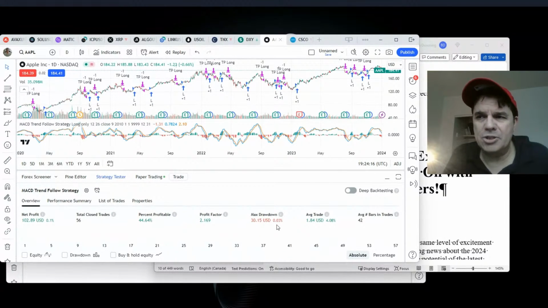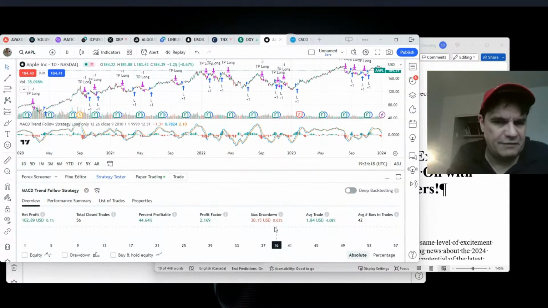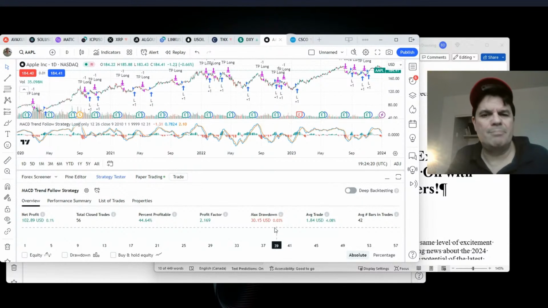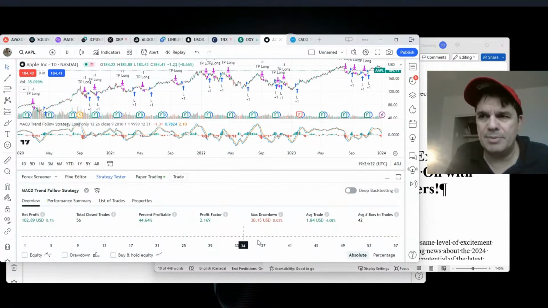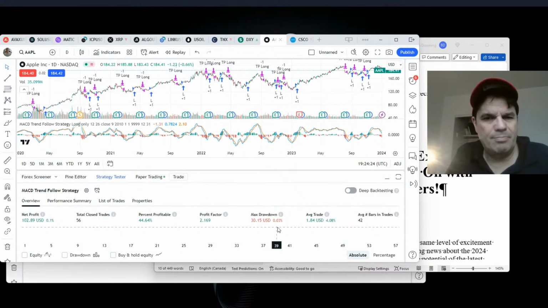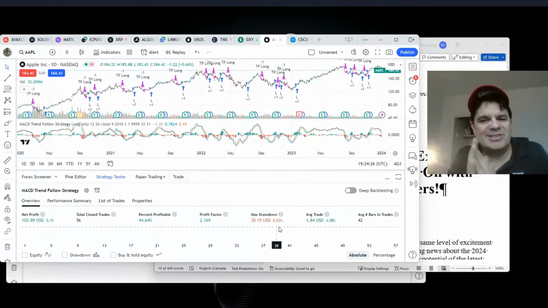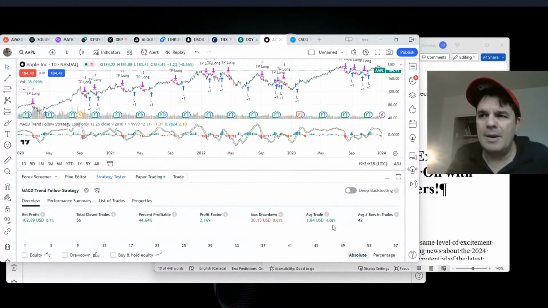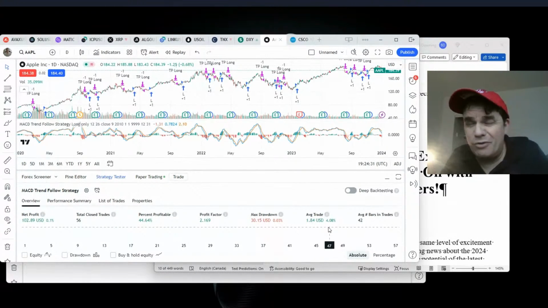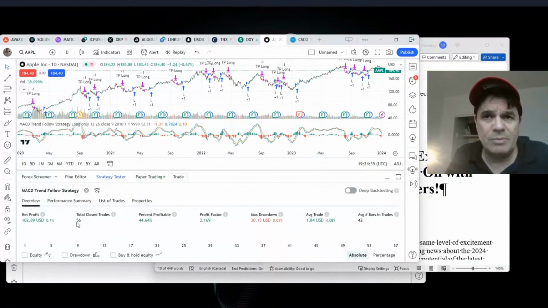And again, you want to make sure your max drawdown is no more than 15% over the last year on the backtest. But look at the max drawdown of 0.03. So this is safe, right? And then our average trade of 4.08% return on each trade. And how many did we do? 56 over the last year.